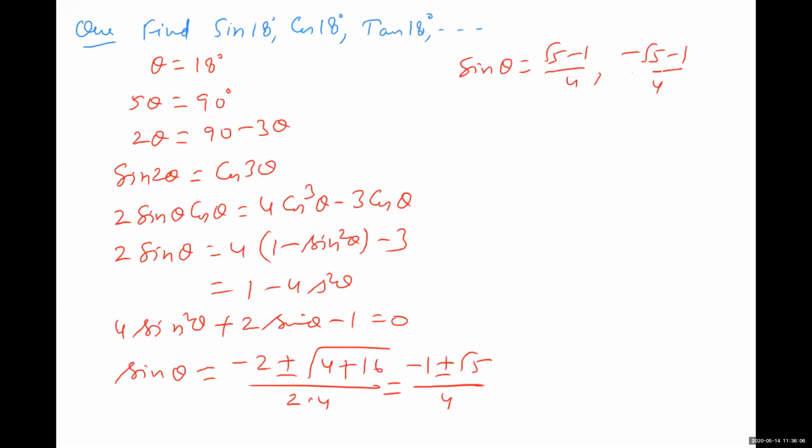Theta is 18. This is sin 18. Under root of b square minus 4ac, 16 plus 4, 20. Under root 20 is 2 root 5. So 2 I am cancelling in the denominator, okay?